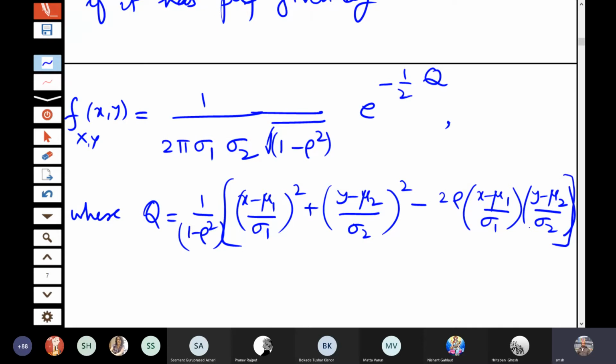So if you look carefully, if I was writing down one normal distribution with mean mu1 and variance sigma 1 square, then I will write 1 by root 2 pi sigma 1 e to the power minus 1 by 2 x minus mu 1 by sigma 1 square. If I write another normal distribution with mean mu2 and variance sigma 2 square, then I will write the distribution as 1 by sigma 2 root 2 pi e to the power minus 1 by 2 y minus mu 2 by sigma 2 square. So you can easily see that these terms are there.